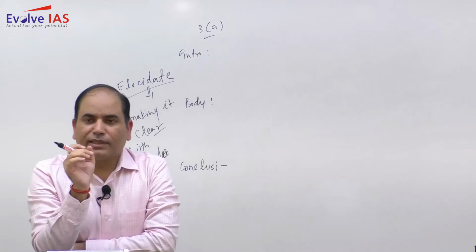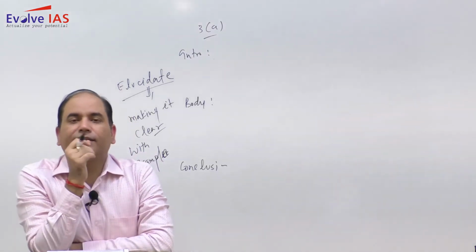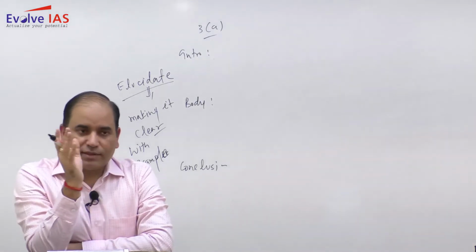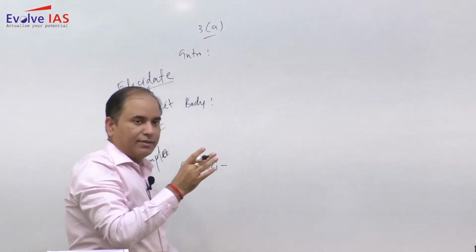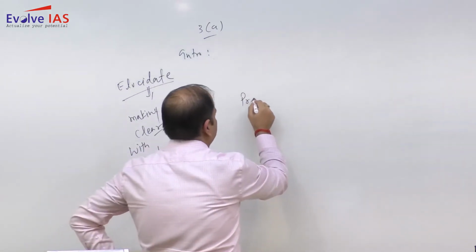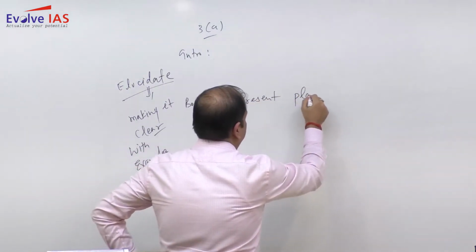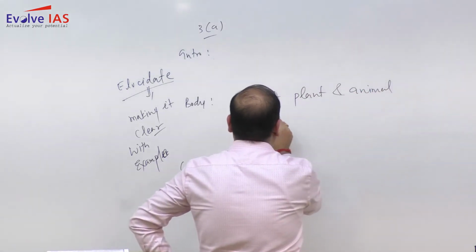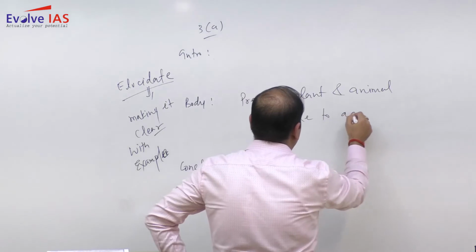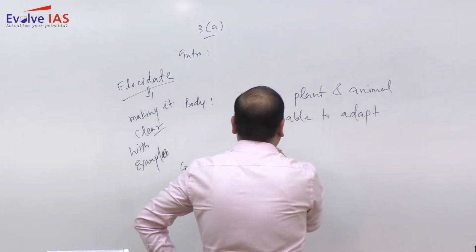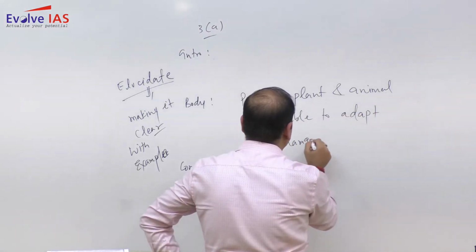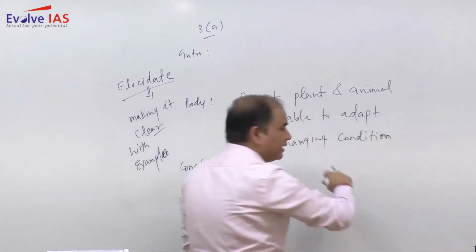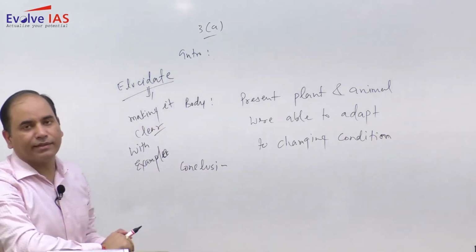Simple question, and the simple thing is that you need to highlight why some of the organisms are present, because you need to trace the history. So present plant and animal were able to adapt to changing conditions. Within this, around this, you need to write your answers.